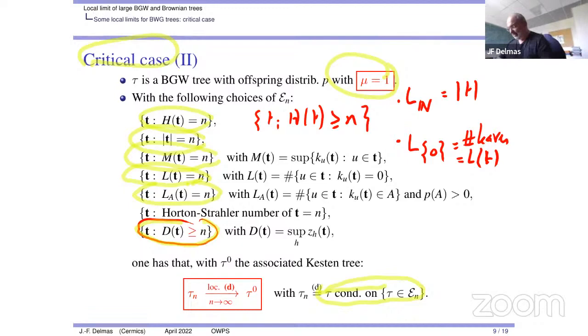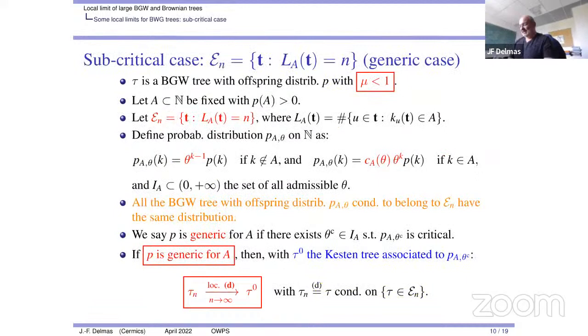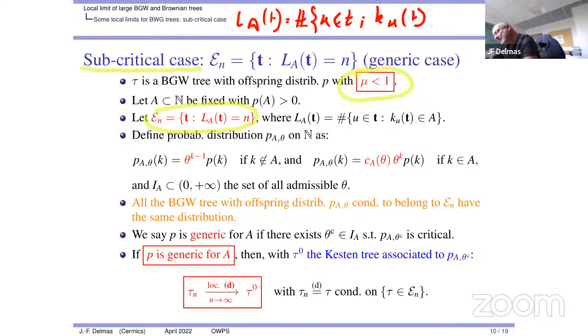So, okay. Now let us go to another case, the subcritical case, which means we are going to look at the mean of the offspring distribution to be less than 1. And we want to consider the set of trees such that the number of vertices whose number of children lies in the set A is equal to n. So let me recall, L_A of T is exactly the number of vertices such that the number of children of these vertices lie in the set A. Okay. And then we want to consider the subcritical trees conditioned to lie in this set E_n.